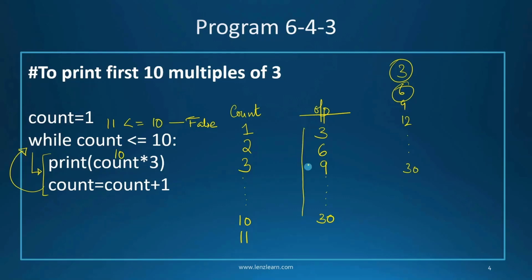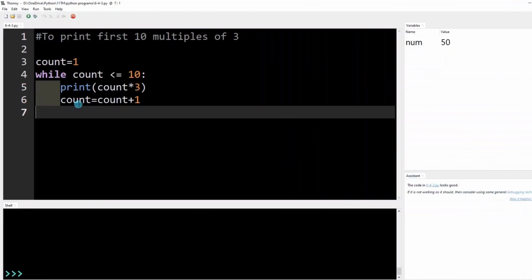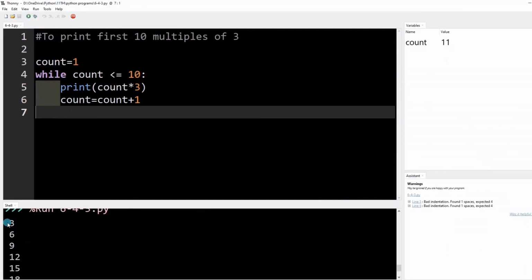So now you can see you got the output that you want. Now let us run the program. Now we have our program ready. So I'll execute it. Now you can see the output. It starts at 3, 6, 9. The first 10 multiples, you can see it ends with 30.